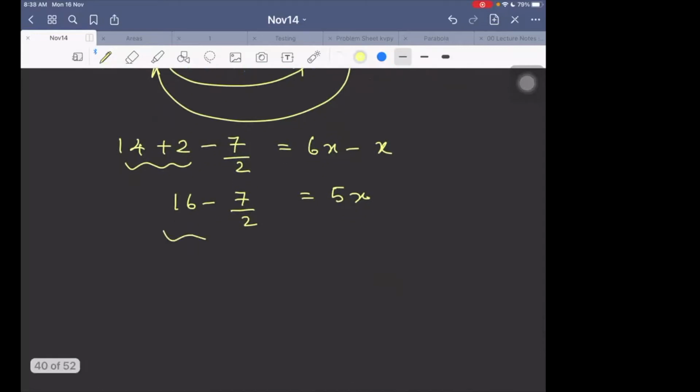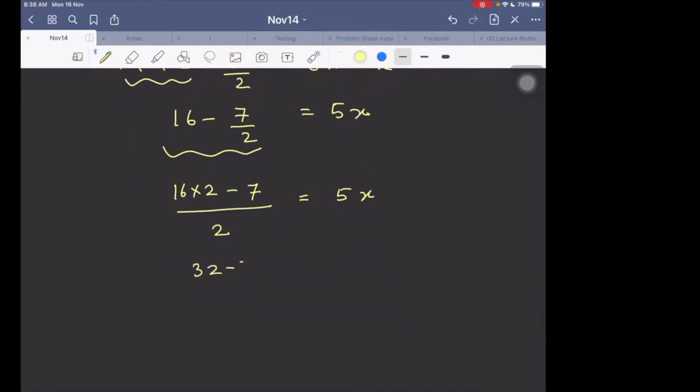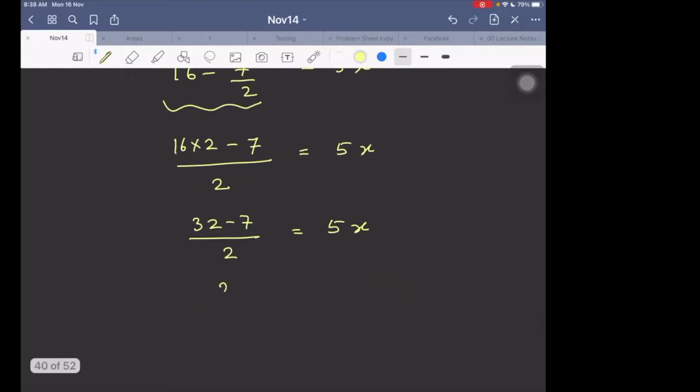Now let's simplify this fraction. How will you simplify this fraction? We have 2 as the common denominator. 16 into 2 minus 7 by 2 is equal to 5x. So this is 32 minus 7 by 2. That's equal to 5x. 32 minus 7 is going to be 25. 25 by 2 is equal to 5x. So you can just cancel off 5. And your x is equal to 5 by 2.